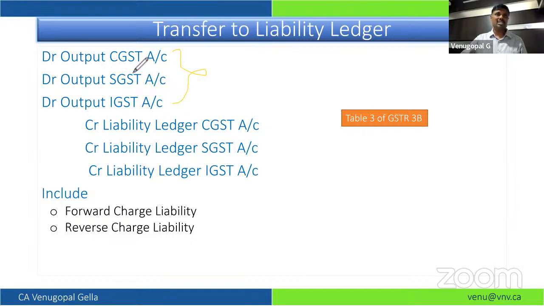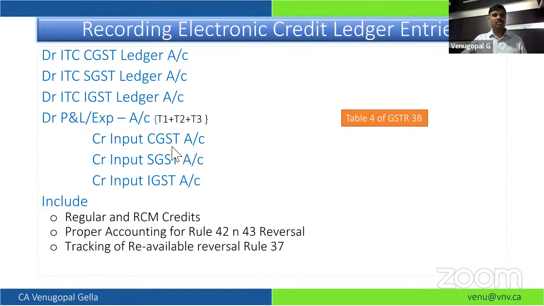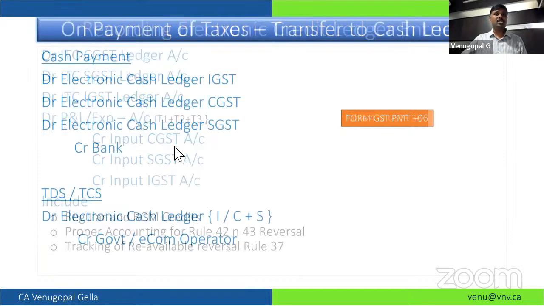If it is not, you can check whether the accountant has missed anything. These values will match with part 1 of the electronic liability register. So this also acts like an external confirmation, which is required for the auditor. Like your output, transfer your ITC also. Debit the electronic credit ledger and credit your input CGST, SGST ledgers. Offset these ledgers basis your 3B.